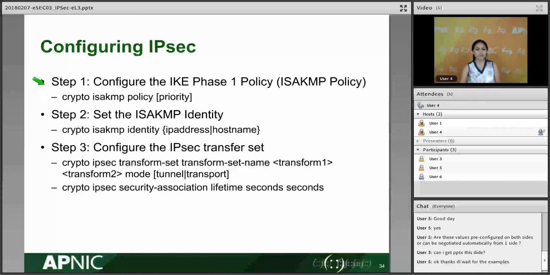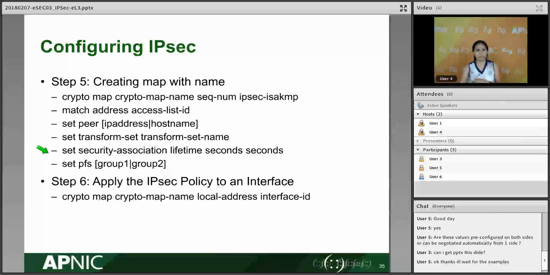So first step, configure the IKE phase 1 policy. Step 2, set the ISAKMP identity. What is this for? You're pretty much just identifying which machines or devices are talking to each other. Step 3 is configure the IPsec transform set. This provides information about the crypto algorithms, the security associations used between them, and also the mode. Are you using tunnel mode or transport mode, etc.? So that's a three-step process.